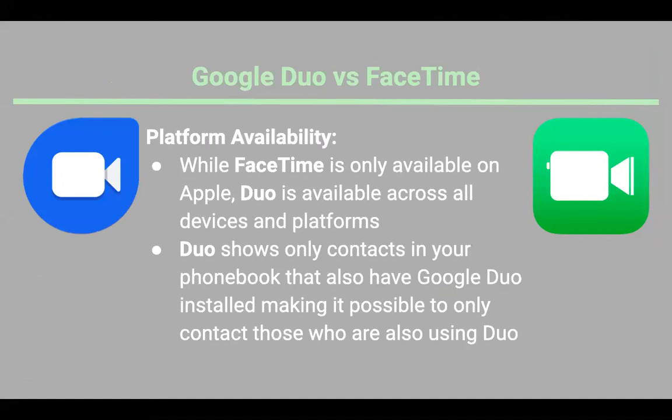So here's some Google Duo versus FaceTime statistics, I guess. While FaceTime is only available on Apple, Duo is available across all devices and platforms, making it accessible to both Apple and Android users, which is very handy. Google Duo shows only contacts in your phone book that also have Google Duo installed, making it possible to only contact those who are also using Duo. That's why there is the option to invite people to use Google Duo if they do not have it already.